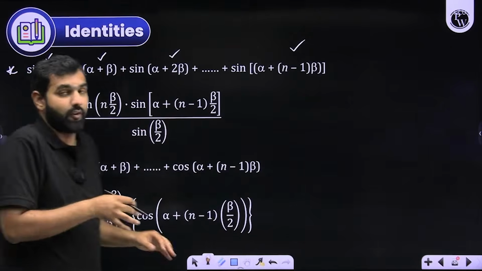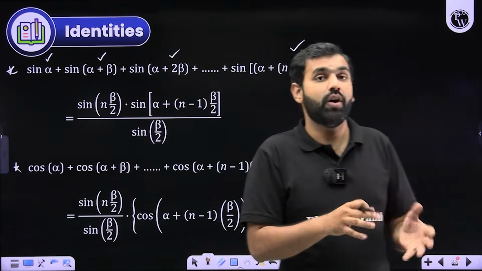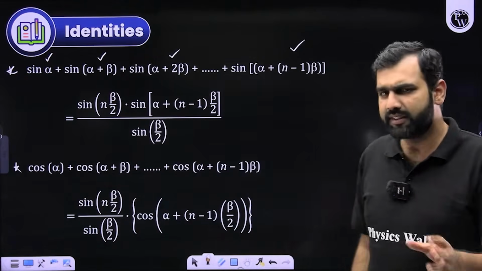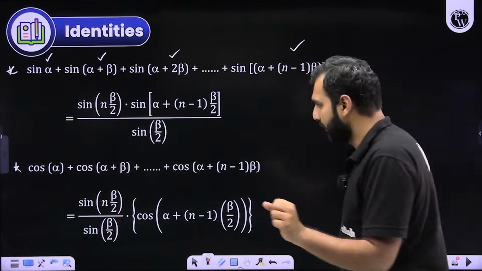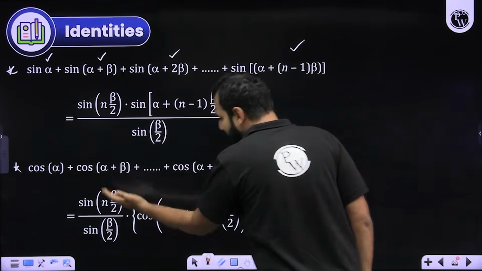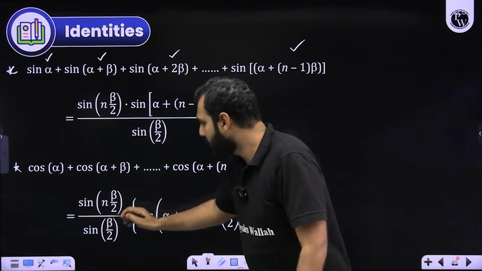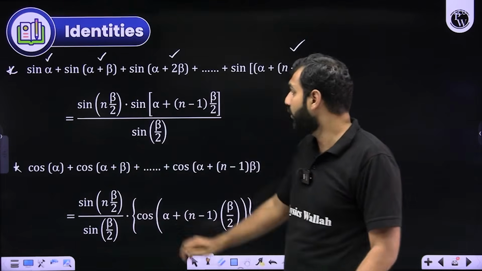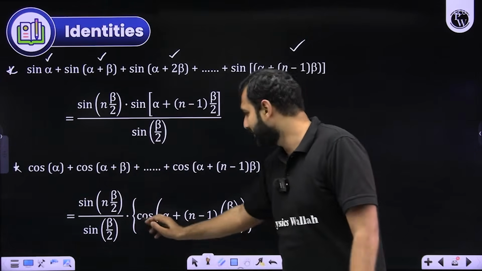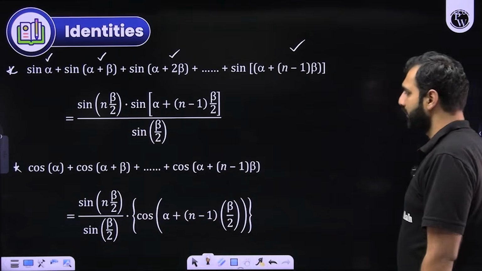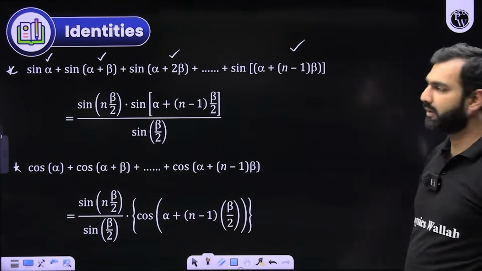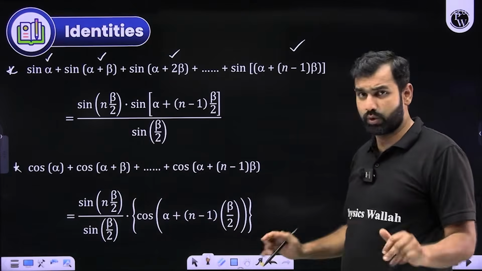If the same formula needs to be applied when the cos ratio is given with the same angles being in AP, in that case the formula remains the same: sine n beta by 2 upon sine beta by 2 times whole of, previously we had sine, this time we'll have cos alpha plus n minus 1 beta by 2. Will you remember these two formulae? I hope there is no confusion on that.